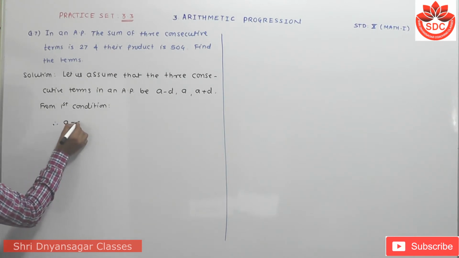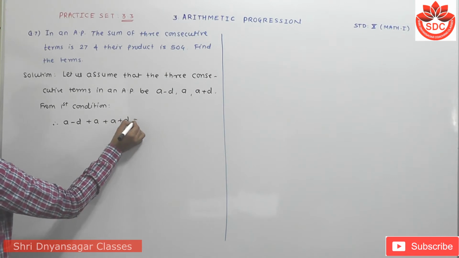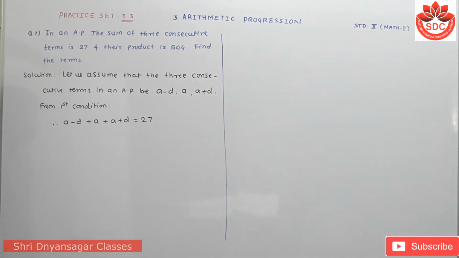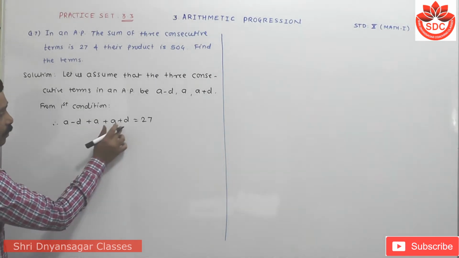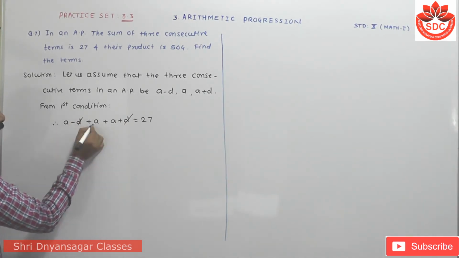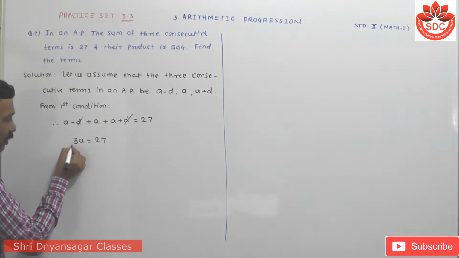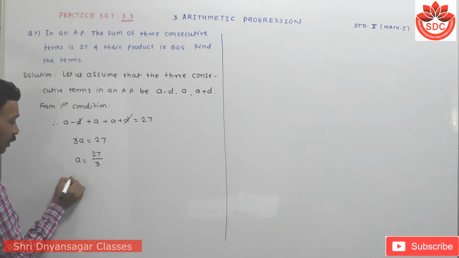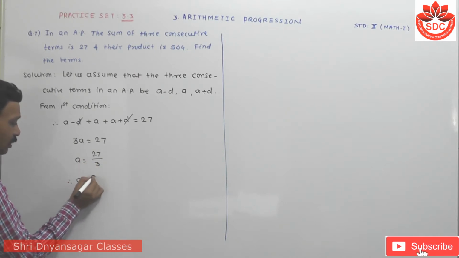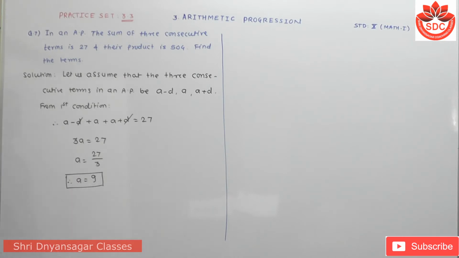So I will write a minus d plus a plus d is equal to how much? 27. Then look carefully, this minus d and plus d get cancelled. Meaning a plus a plus a is 3a is equal to 27. 3 goes to the denominator, a is equal to 27 upon 3. Therefore the value of a is how much? 9. Value of a is 9.